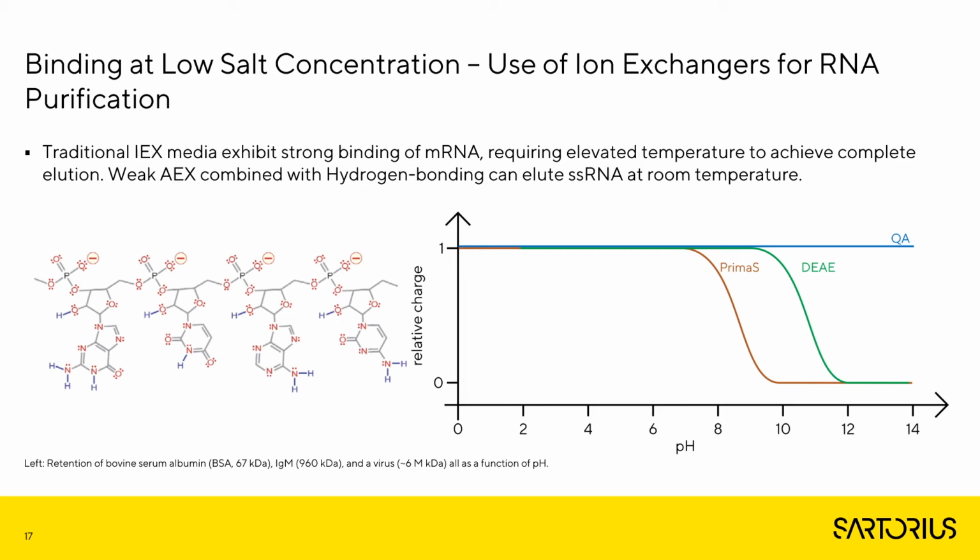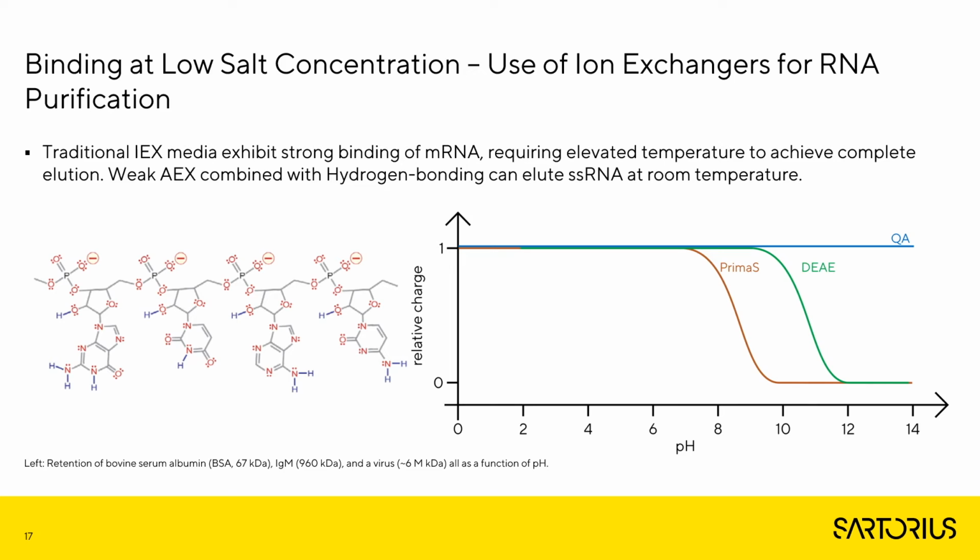Another way to overcome stability concerns is the use of chromatographic methods which do not require elevated salt concentrations for binding. And one of the first thoughts that comes to mind is the use of ion exchange chromatographic media, which can bind the phosphate backbone of the RNA, which has a negative charge throughout the entire length of the molecule.